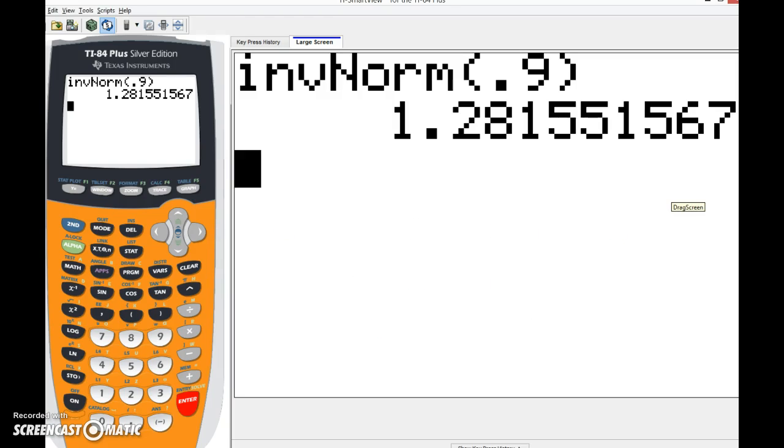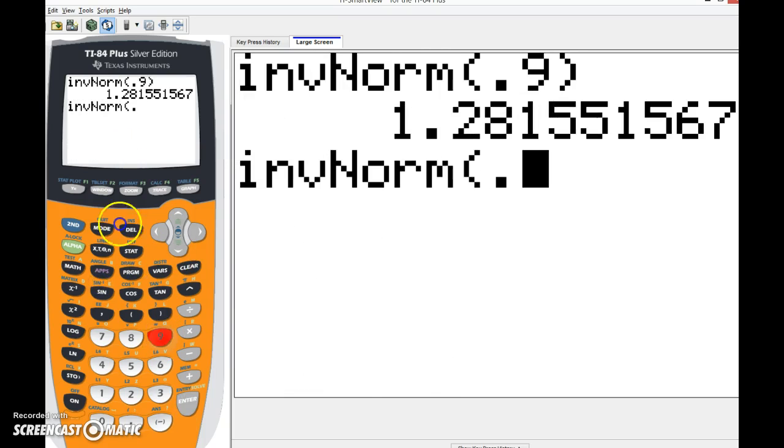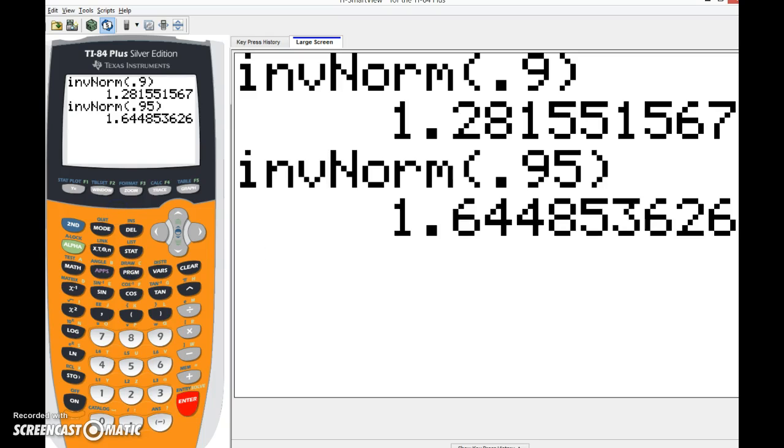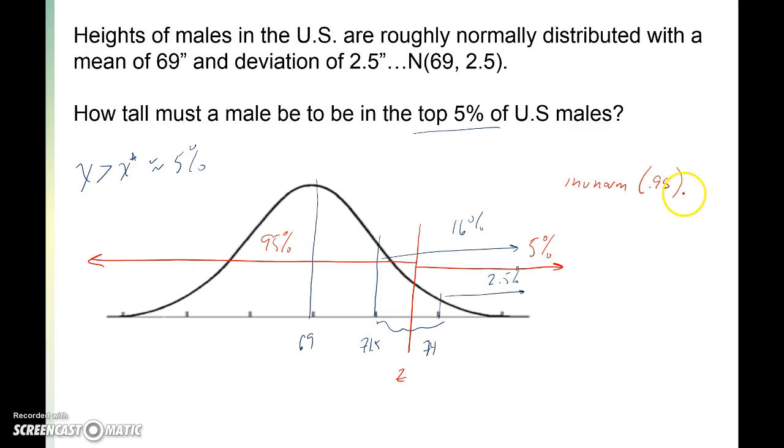I'm going to do second, down to inverse norm. I'm going to put in 0.95. Let's call that 1.645. Okay. So this is approximately 1.645 standard deviations above. There's my 1, there's my 0.645.